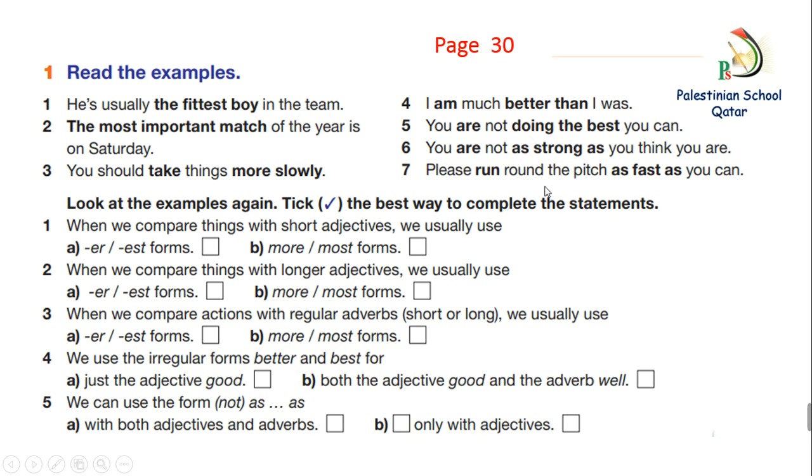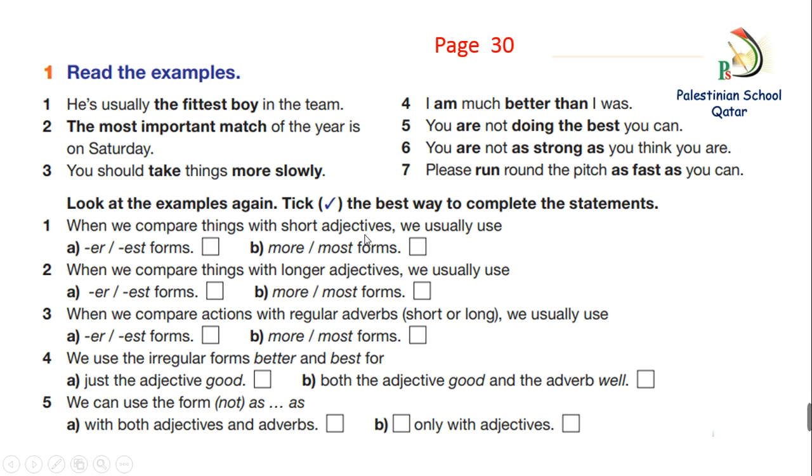Please run around the beach as fast as you can. Now fast here, adjective or adverb? It is adverb. Why? Because we have the verb run, action verb. So when we have action verb, we put adverb. When we have helping verb, we put adjective.